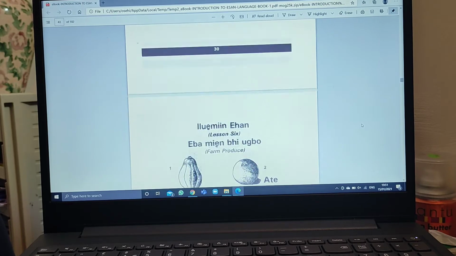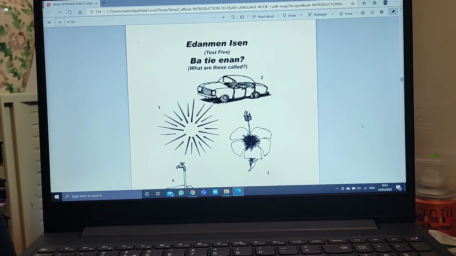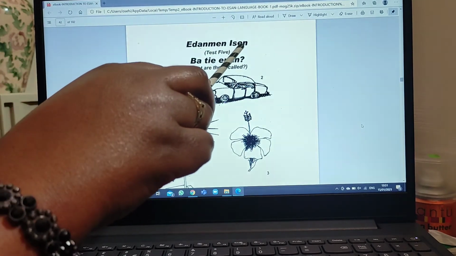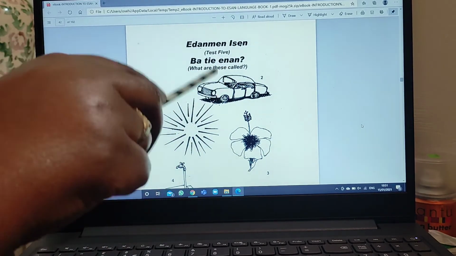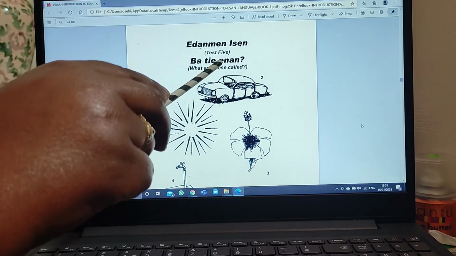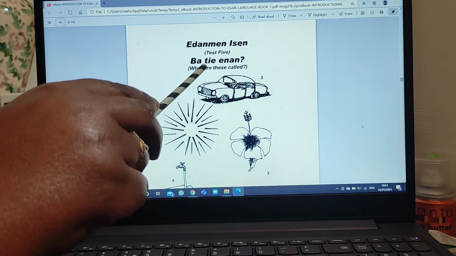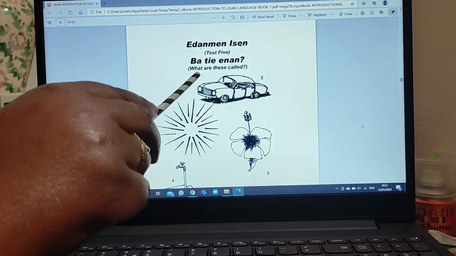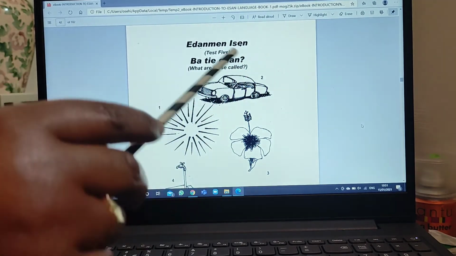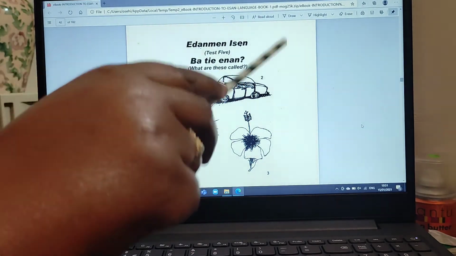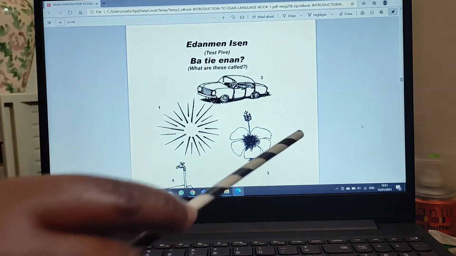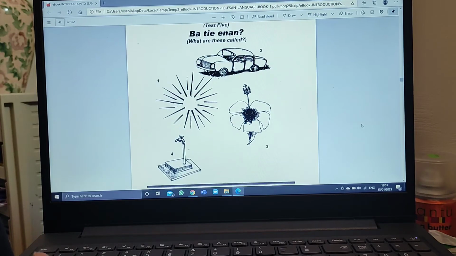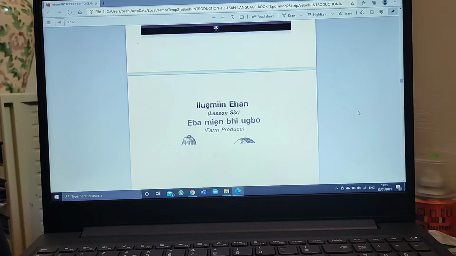And this is the homework as usual. Edame ise, which is test 5, following lesson 5. As usual, it means Batie Ena. It's telling you what are these called. You should know Batie Ena by now. Batie Ena is the question: what are these called? It's the same for all the homework that is set in this textbook.